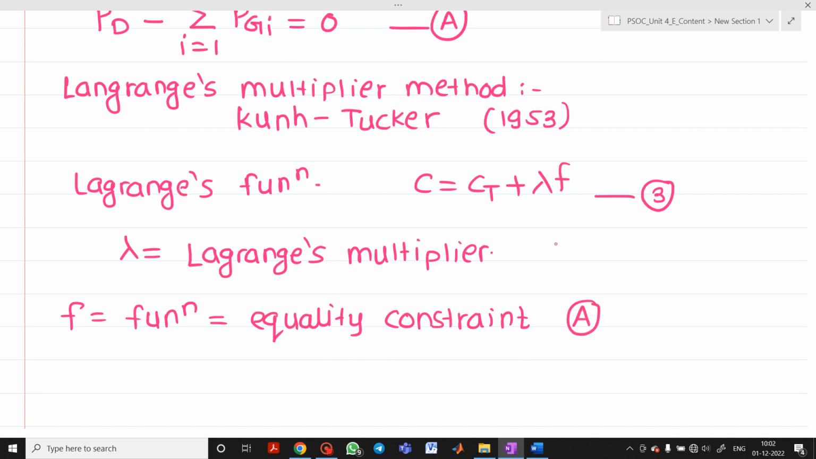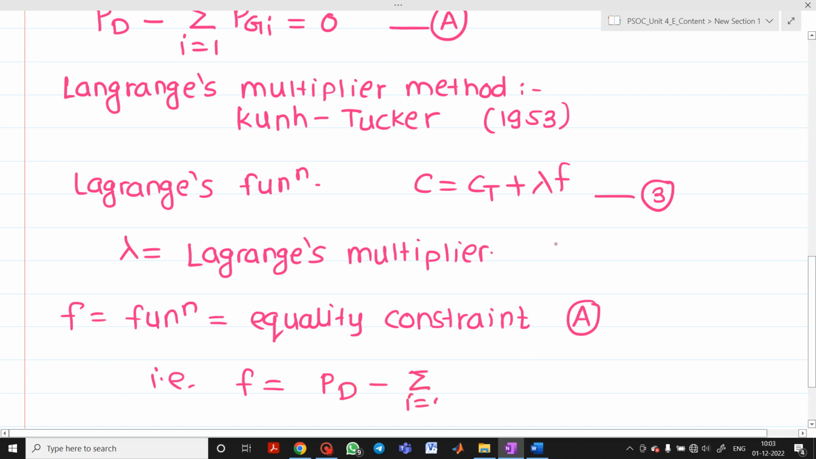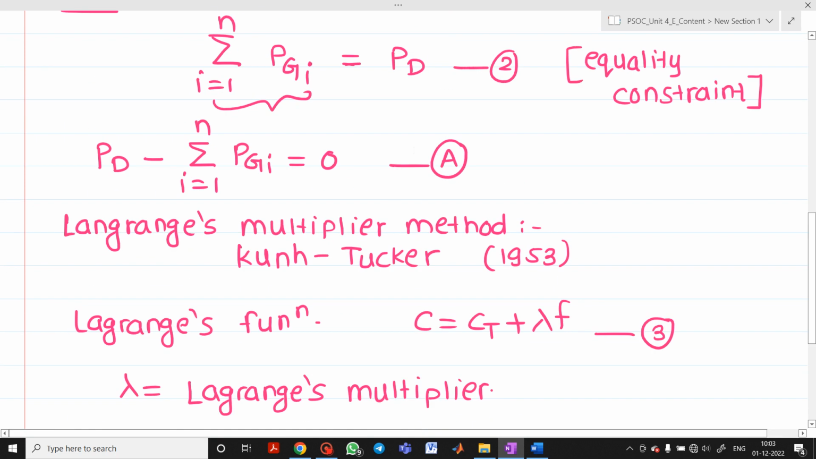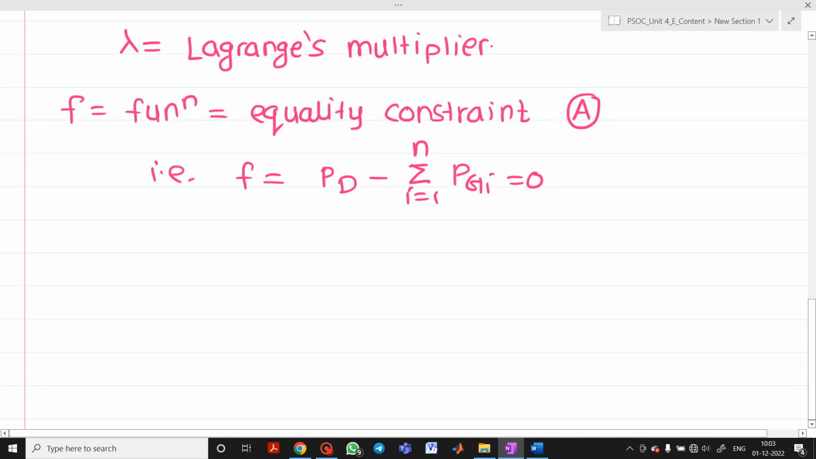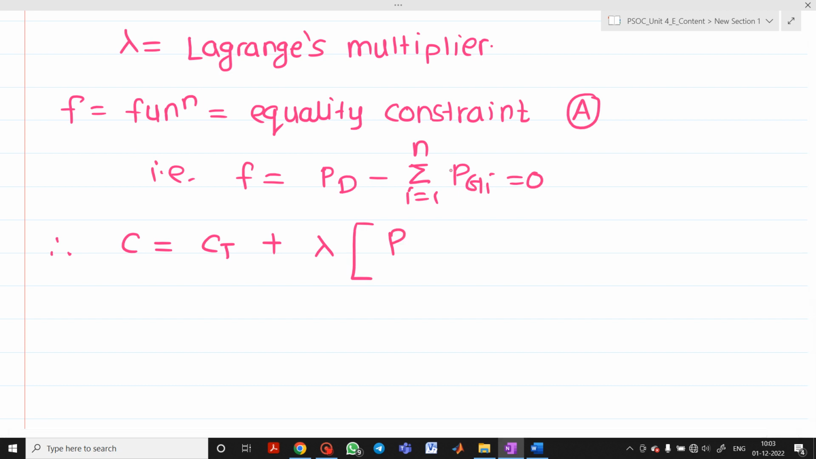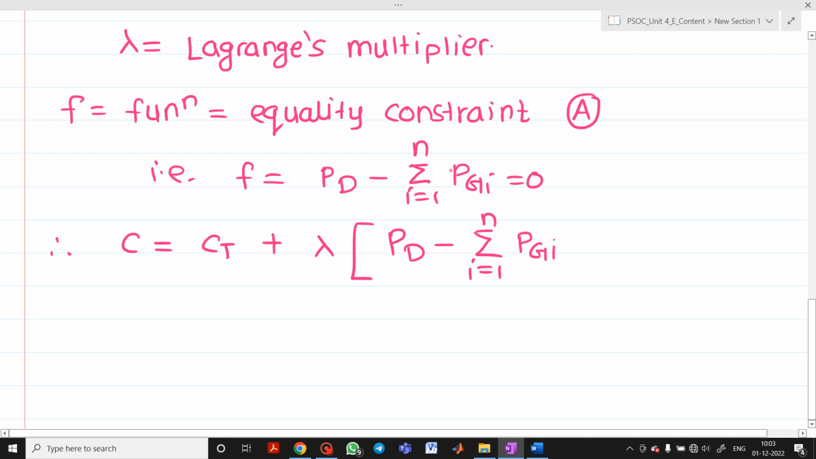So what we have to write here, I can write it here as f. F will be equal to PD minus summation i equal to 1 to n PGi, which will be equal to 0, which we have already seen in equation number A. Now let me write this equation. So therefore, how can I write? C will be equal to Ct plus lambda into bracket f. In place of f I am going to write PD minus summation i equal to 1 to n PGi, which will be equal to 0.